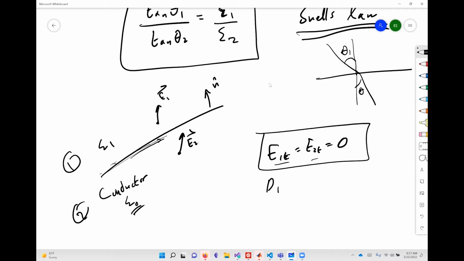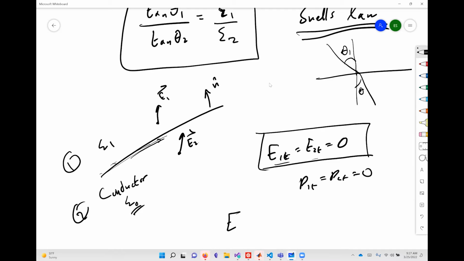And then we said D1t, of course, this implies that D1t equals D2t equals 0. Because we can multiply, sorry, this is wrong. What am I writing? D1t, what is D1t? Well, D1t is epsilon 1 E1t, which is equal to 0. Yeah, this is right. So both D1t and D2t equal 0. Of course, if E is 0, D is 0.